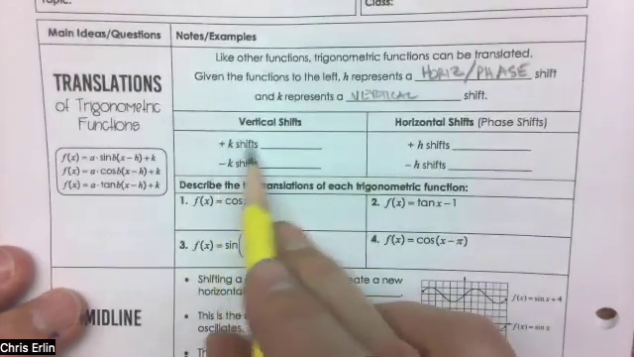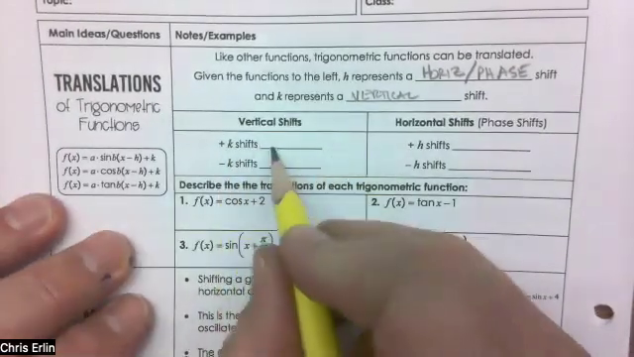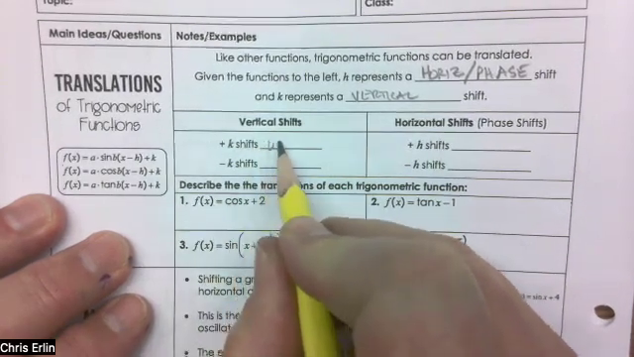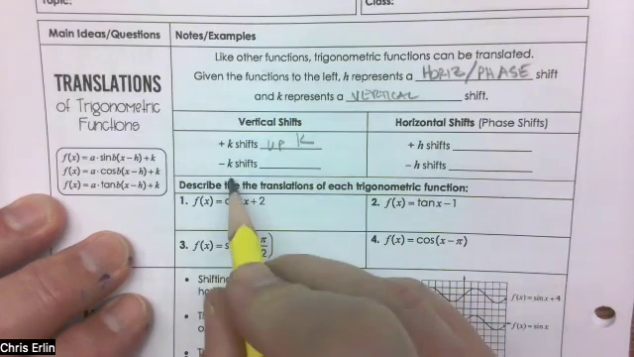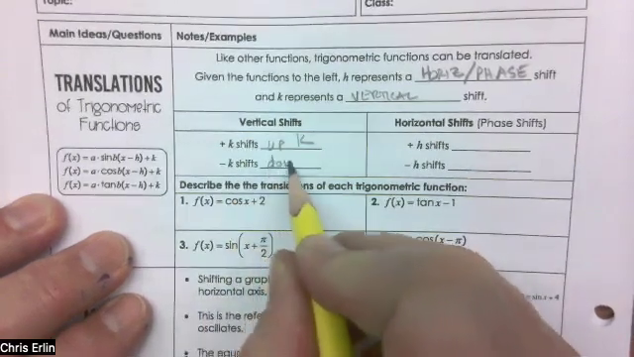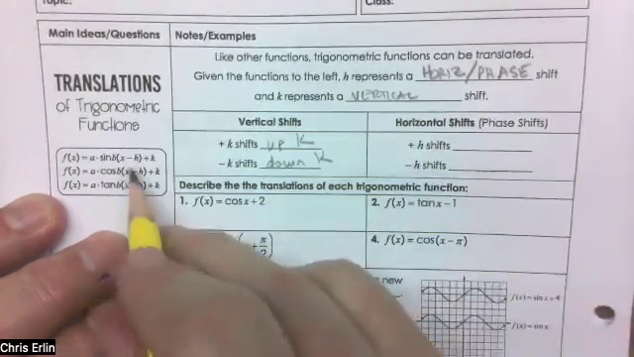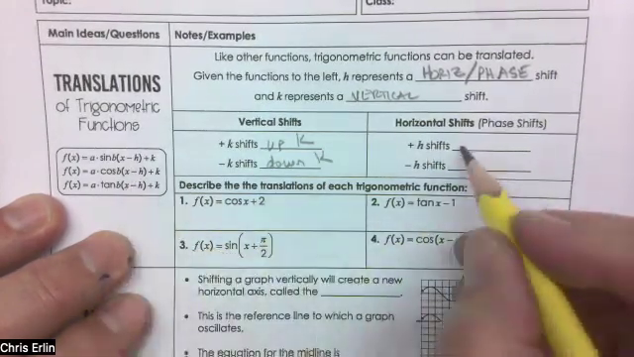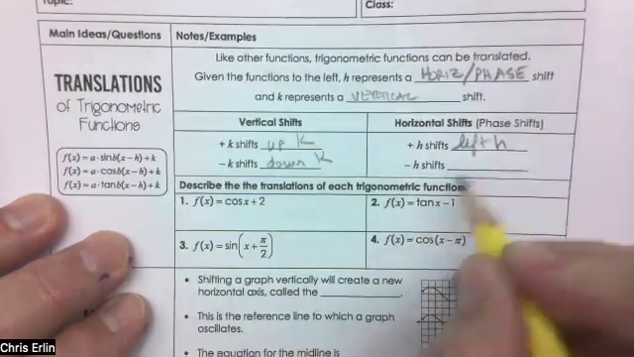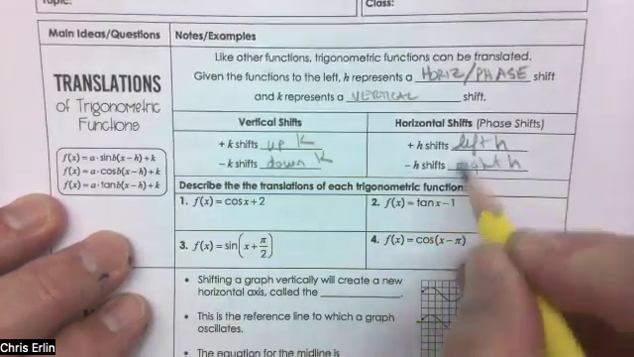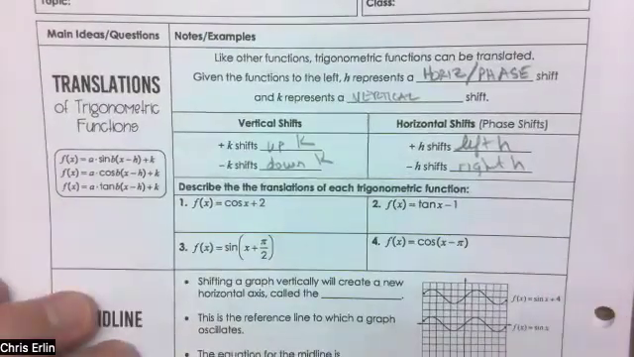Vertical shifts. If you have plus k, what does that do to the function? Almost vertical. Up k units. And negative k is down k units. Positive h inside here would mean what? Good. Left h units, whereas negative h is right h units. It's backwards of what you expect with the x.